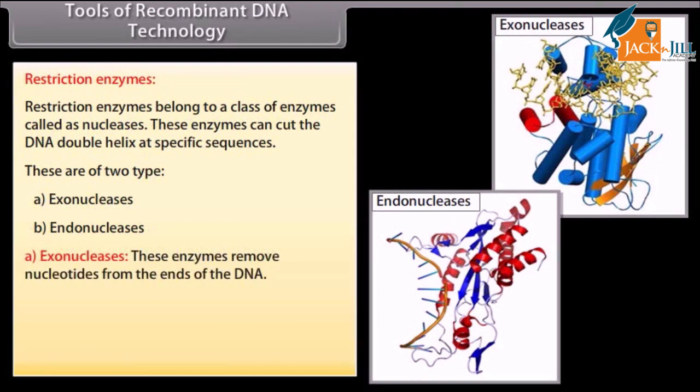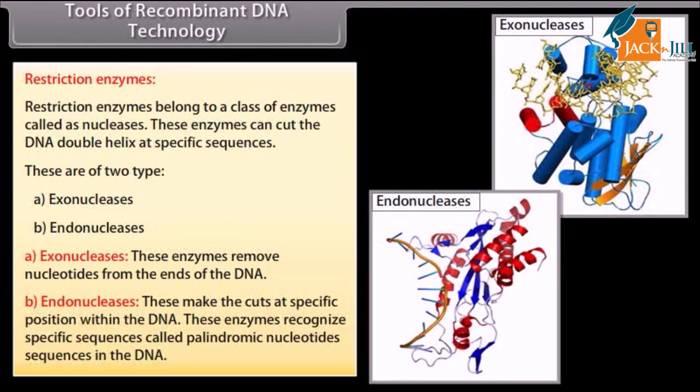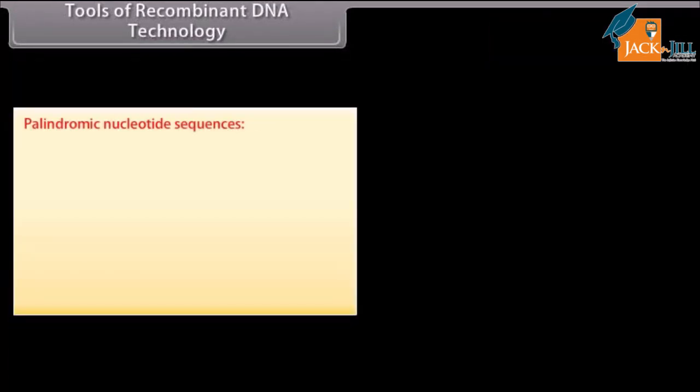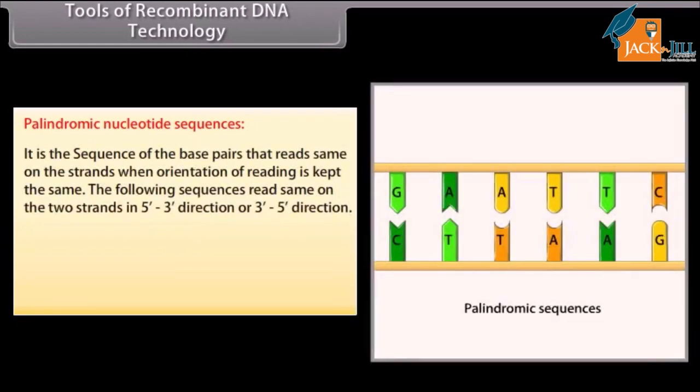Exonucleases. These enzymes remove nucleotides from the ends of the DNA. Endonucleases. These make the cuts at specific positions within the DNA. These enzymes recognize specific sequences called palindromic nucleotide sequences in the DNA. Palindromic nucleotide sequences. It is the sequence of the base pairs that reads the same on the two strands when the orientation of reading is kept the same.